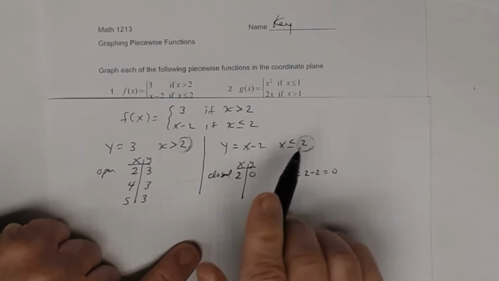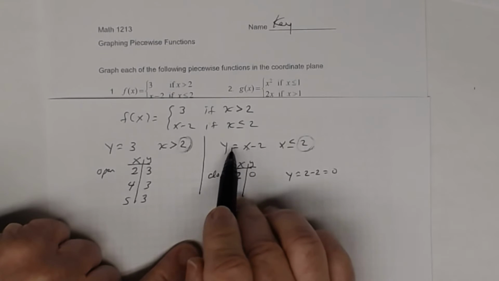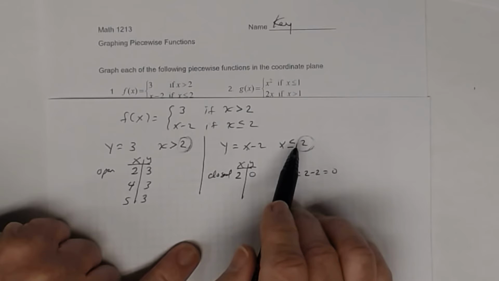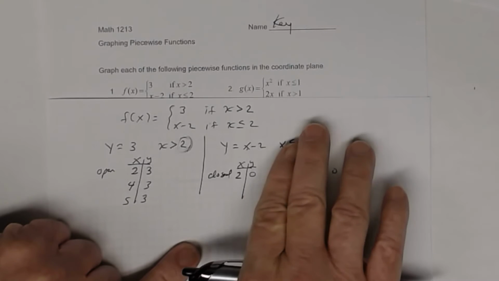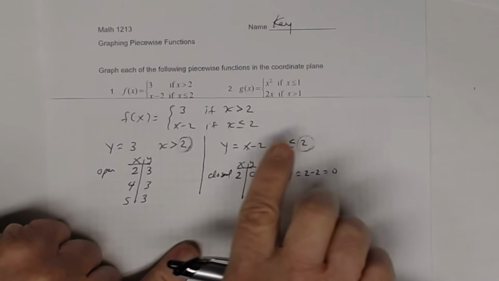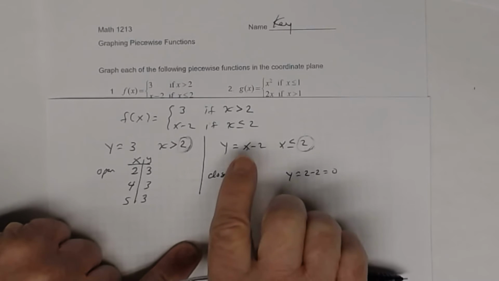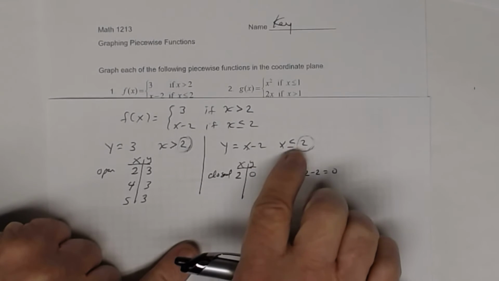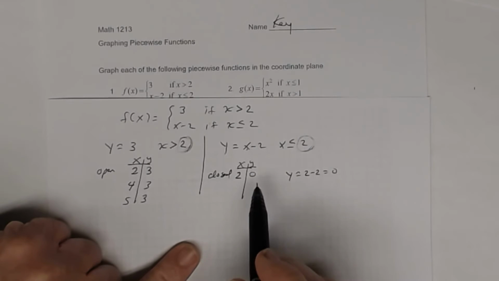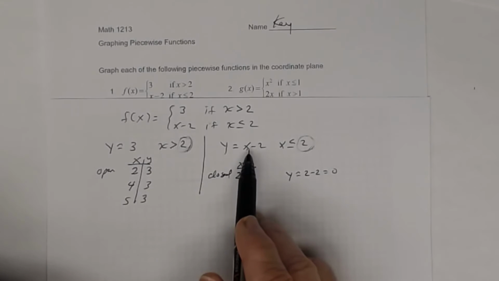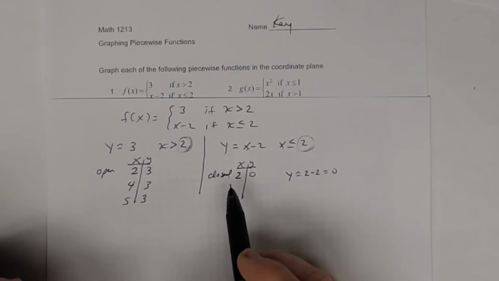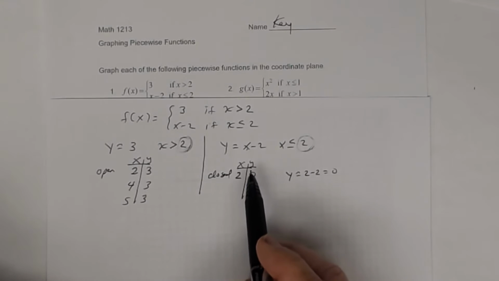Now remember, if all you were asked to graph was y equals x minus 2 and not restrict the domain like we are with a piecewise function, that will be a line, right? A line with 2 arrows. But that's not what we have here. We have a restriction. So you need to be a little bit careful when graphing this. It's not a line like you would think with 2 arrows.